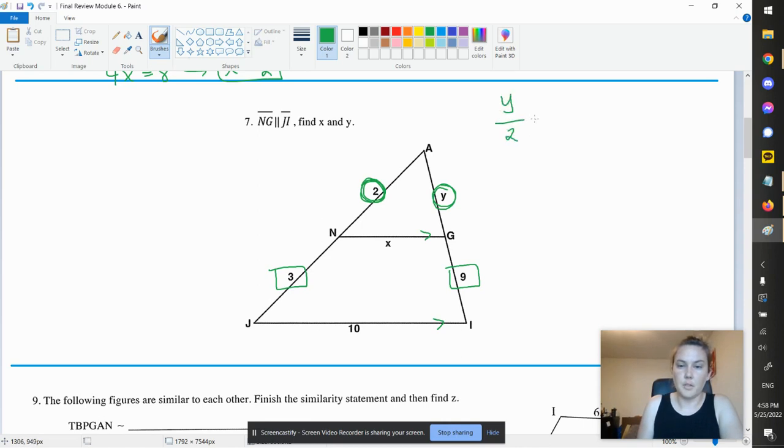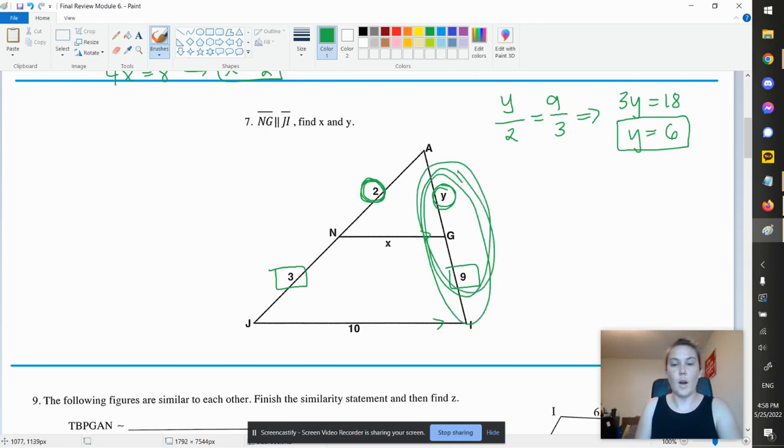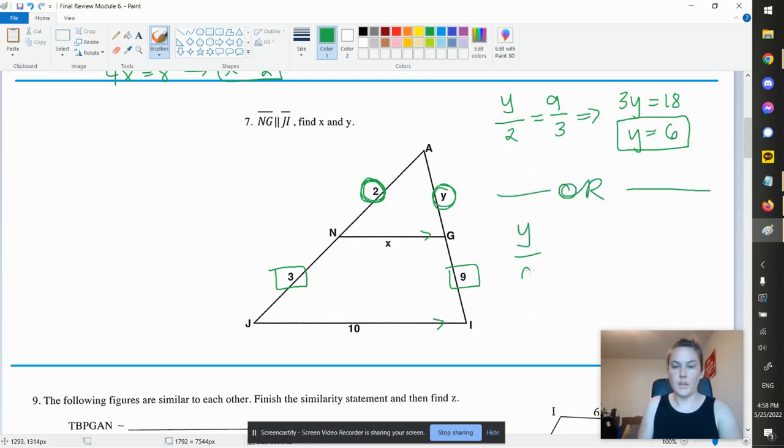I can say y over 2 equals 9 over 3, and then I can solve it. 3y equals 18, y equals 6. I got 18 because I did 2 times 9. A lot of people instead like to pair up y and 9 and 2 and 3. That's also totally fine. So I could have also done y divided by 9 equals 2 divided by 3. I still get 3y equals 18. I still get that y equals 6.